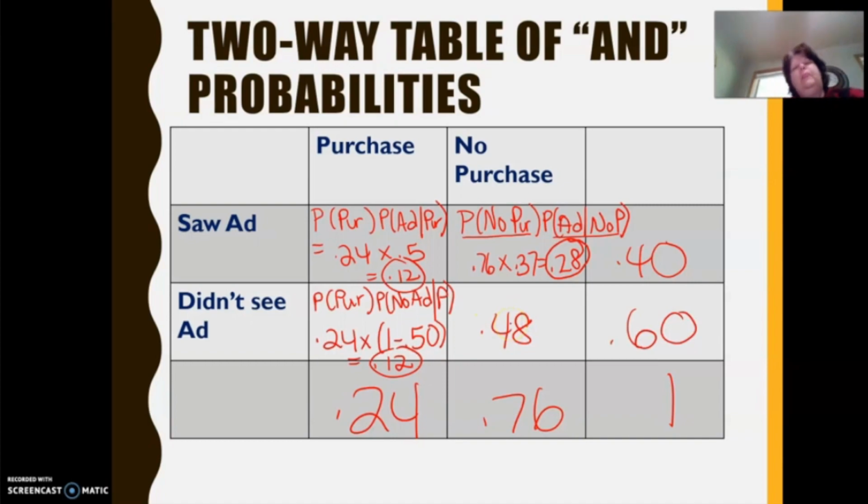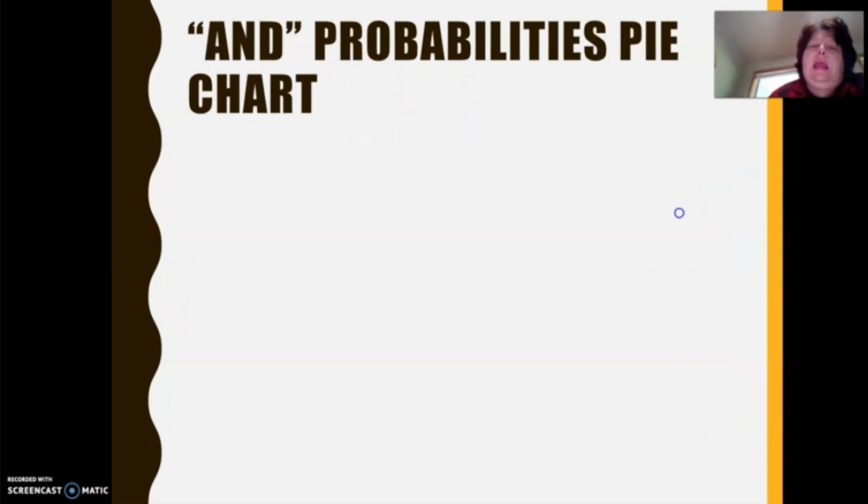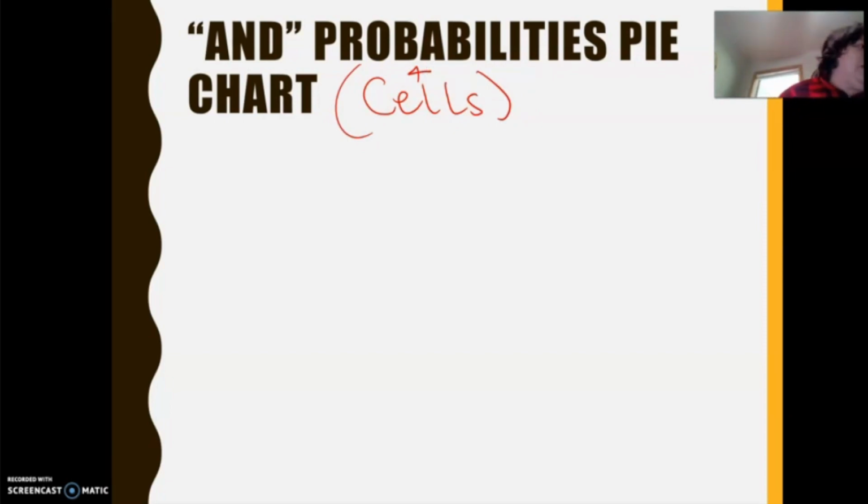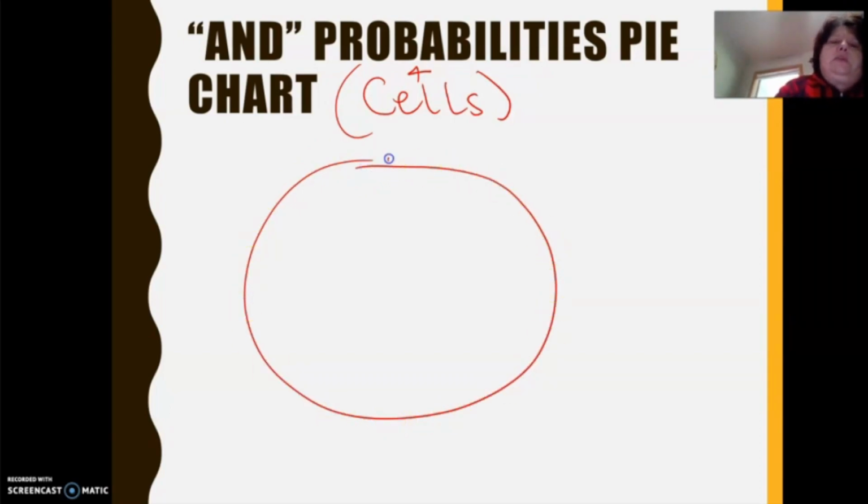So we got the same table as we had last time, the last example, but before we were given information about the ones that saw the ad and information about the ones that didn't. And now we're given information about people who made a purchase and those that didn't. And then we have our 4 cells. And the 4 cells, we can make and probabilities and a pie chart out of those if we want to show them as a joint distribution.